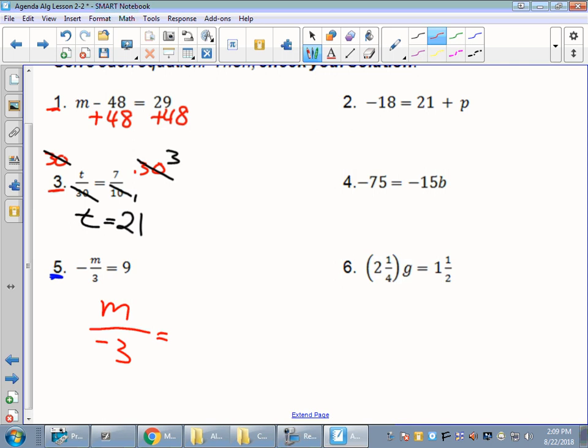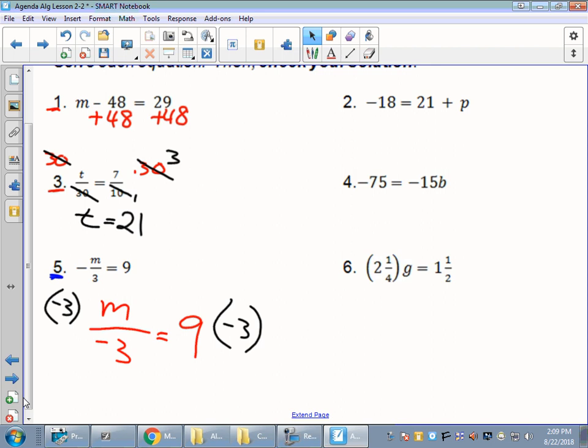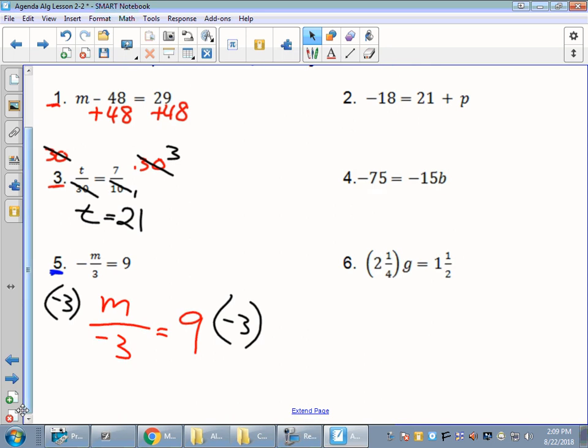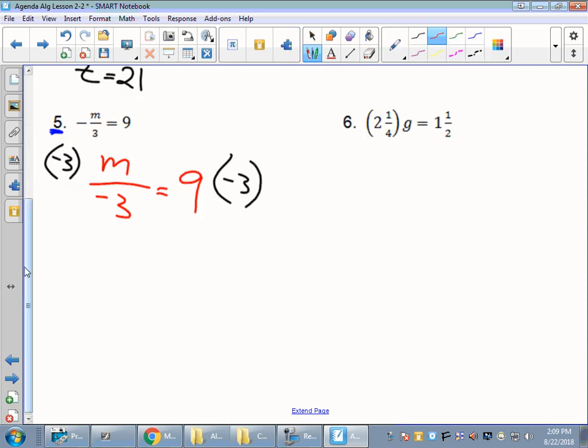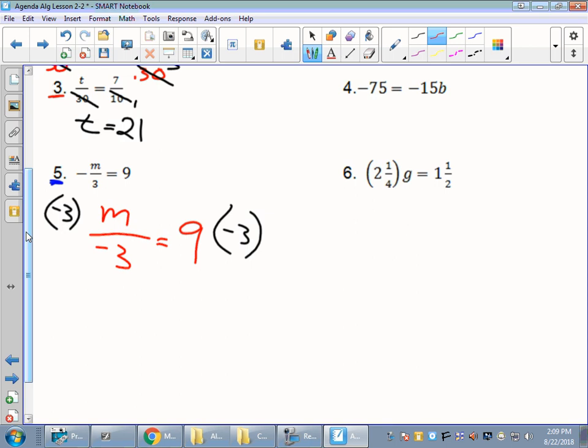Because now when I try to solve this, I'm being divided by -3. So what I can do is I know that the opposite of division is to multiply. So I'm going to take this and multiply by a -3, and then multiply by a -3 over here to get my answer. And again, these numbers will cancel out. So m would equal -27.